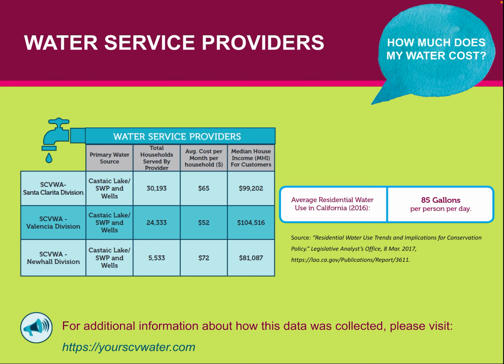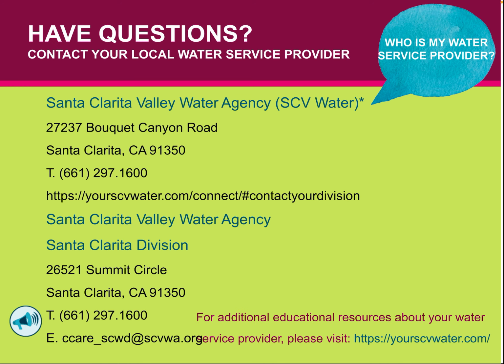And then the data based on the average residential water use in California in 2016 is about 85 gallons per person per day, which we had discussed a couple of slides previously. And again, if you want additional information about how this data was collected, please visit yourscvwater.com.